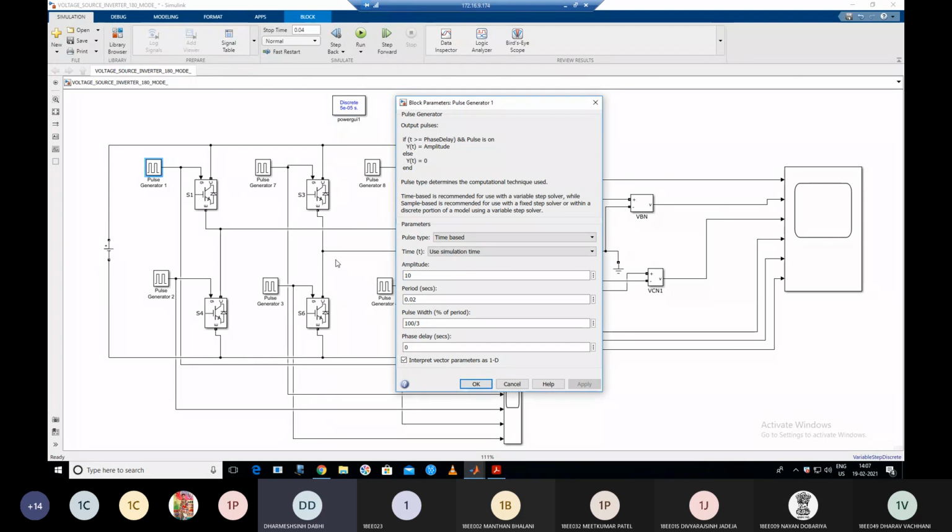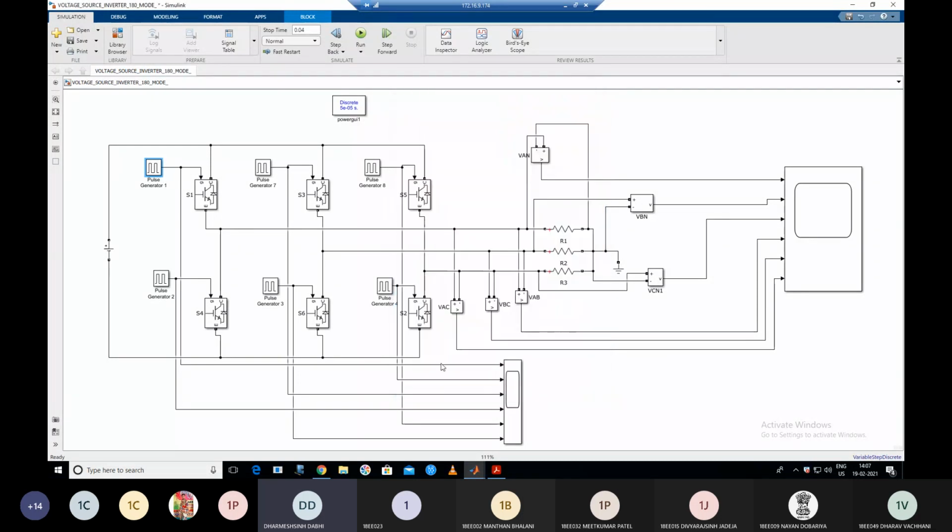So if you have any doubt, please ask questions. Otherwise, here we stop this lab session. So in this simulation, we did 3 simulations. First is 180, then 120, and then for self study, you can do the 150 degree mode of inverter. All of you clear on this? Any doubt? Anyone?